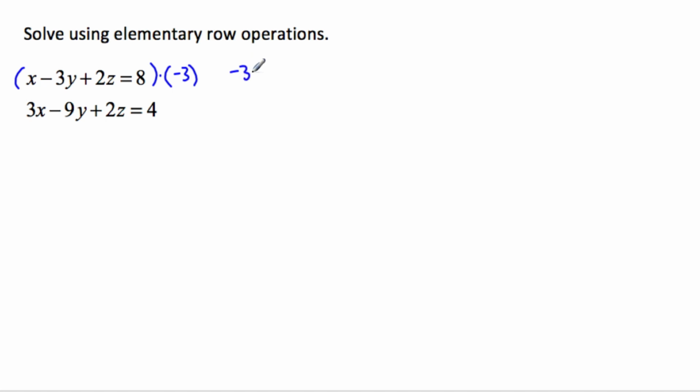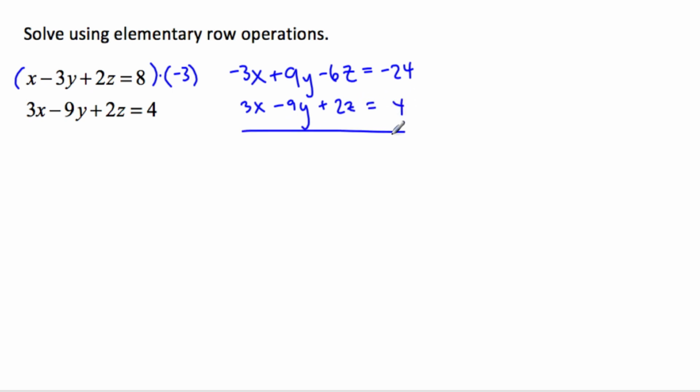So I'll have -3x plus 9y minus 6z equals -24. And then we'll have 3x minus 9y plus 2z equals 4. If I solve this, you can see that this goes away. I'll have 0, this will go away, I'll have 0. This will be minus 4z, and this is minus 20.